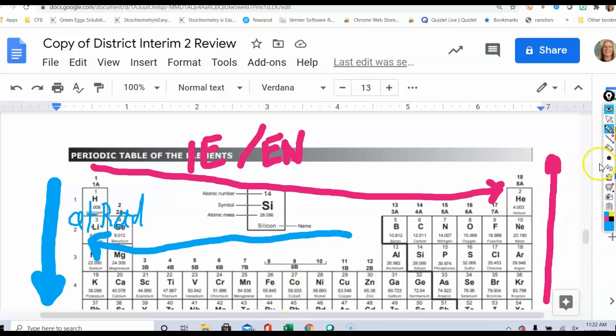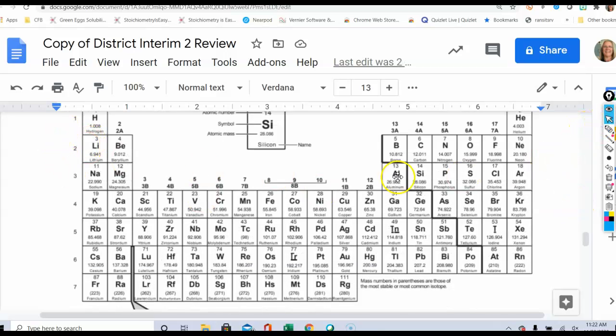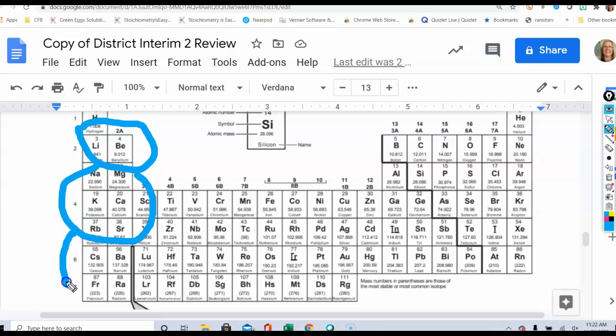It is certainly okay for you to draw in our two memory things that we use. For instance, atomic radius shows you the change in size by drawing in the snowman. The snowman gets bigger this way, but gets smaller this way. That's our snowman, and that's going to be AR.